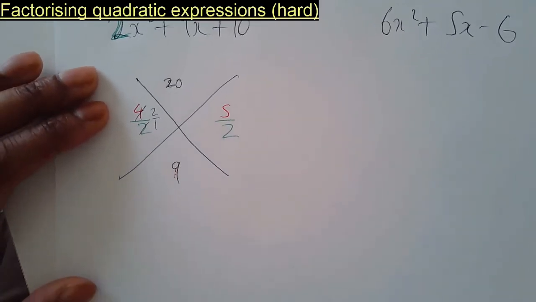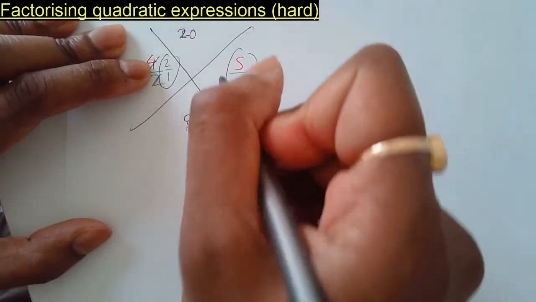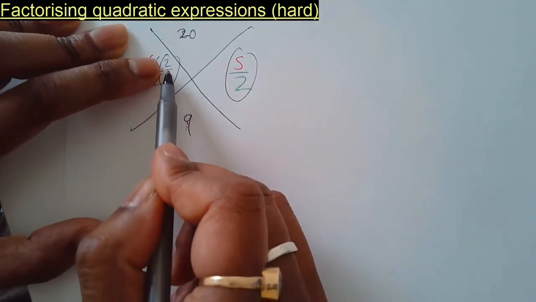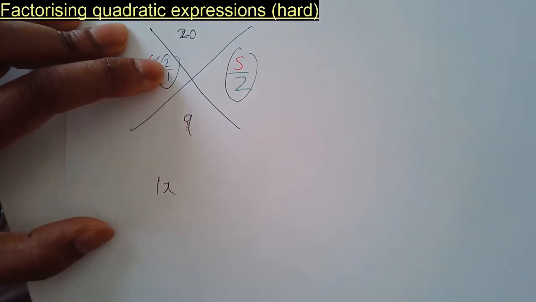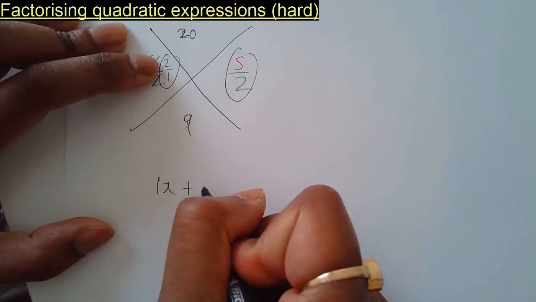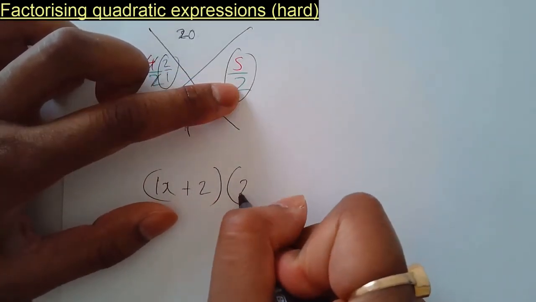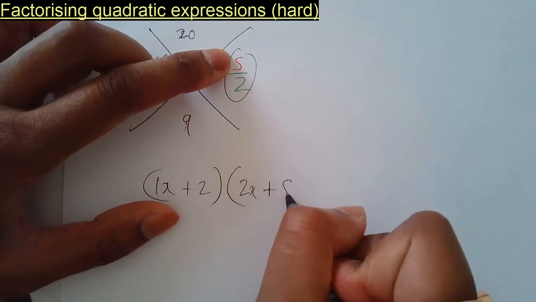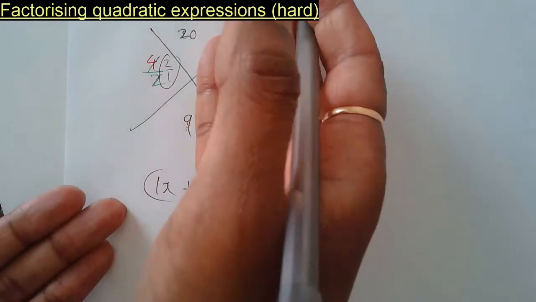Now the answer. For the answer, what you're going to do is, see these fractions? Right, work from bottom to top. Treat that 1 as a 1x and that 2 as just positive 2. And that one there, treat the bottom one as a 2x and the top as just a 5. And that's the answer. If you expand this, you should get that.